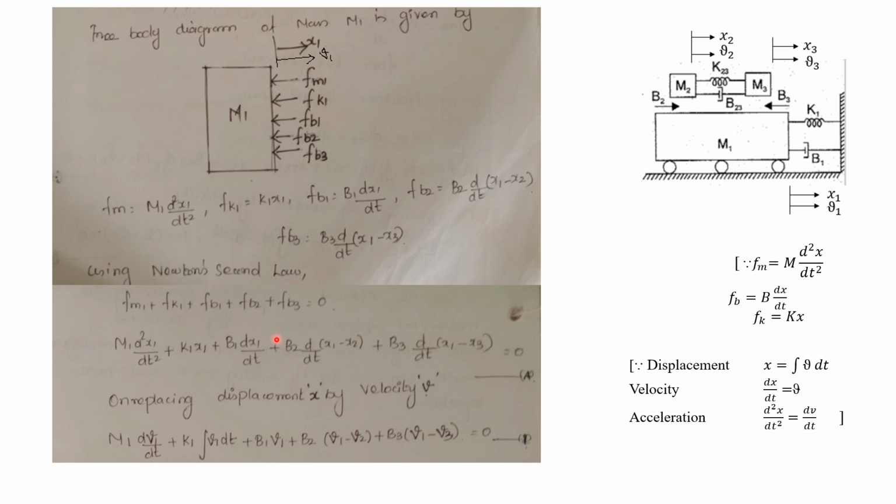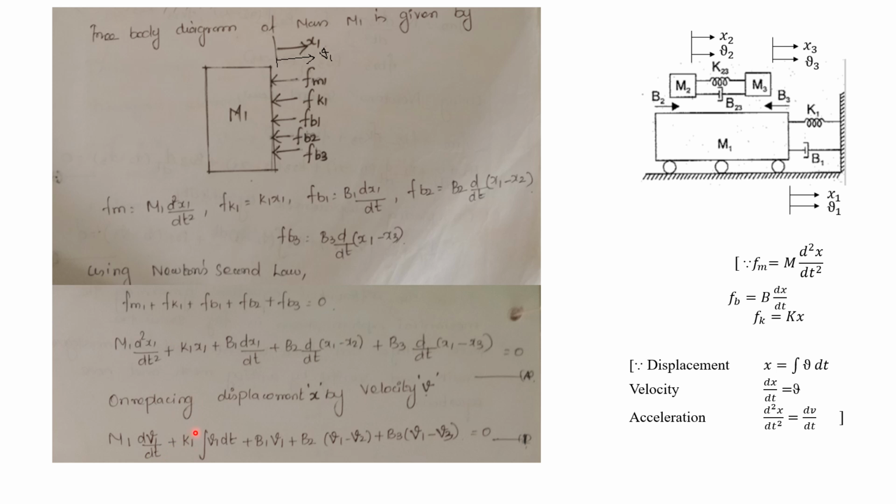Now, we have to replace the displacement by its corresponding velocity because for the analogous circuit, we are considering the rate of change of displacement. So here we know the relationship between x as well as v. Using these formulas, we can easily replace this x by v. So the first element is m1 into d square x by dt square. D square x by dt square is nothing but dv by dt. Here we have d square x1 by dt square, so it will be dv1 divided by dt.